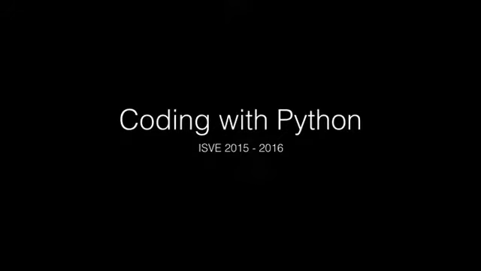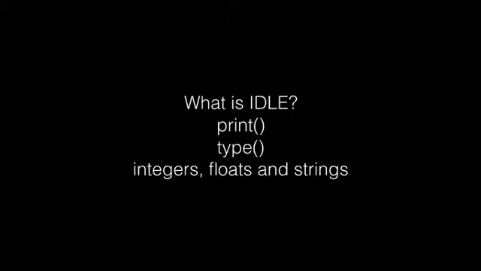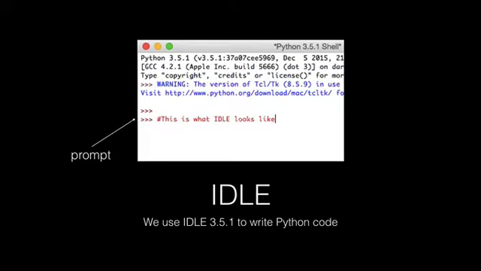So this is the first lesson of Python. What are we going to do today? We're going to look at what is IDLE, the print function, the type function, and also what are integers, floats, and strings. So first of all, what is IDLE? IDLE is the program that we use to write Python code. We will be using IDLE 3.5.1 in this class.